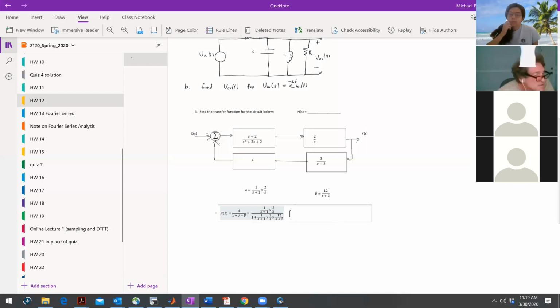Y'all see this? Right. Now, multiply top and bottom by S plus 1. So then you get S plus 1 here. The S plus 1 goes away here. Right? Multiply both sides by S, then you get S squared plus S plus 2 over S plus 2.